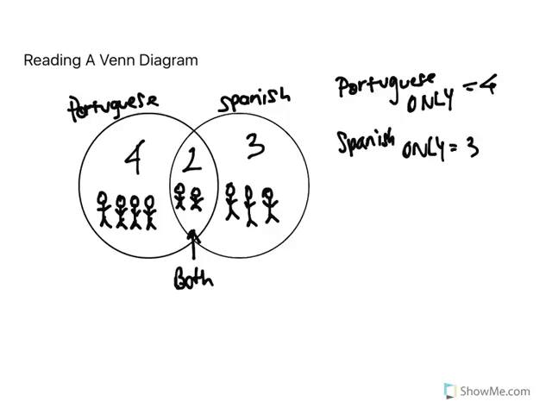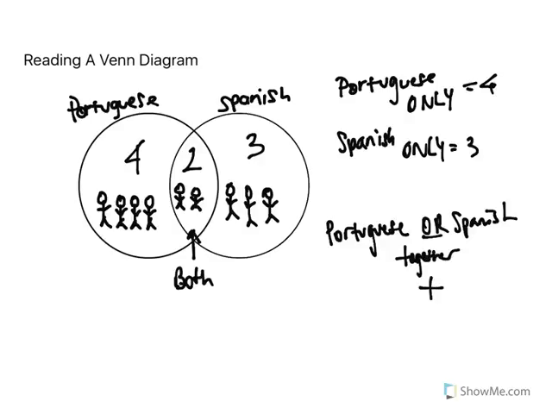So if we are trying to find the people that speak Portuguese or Spanish, or means together, and we're going to add. Why? Because these are the people that speak Portuguese, these are the people that speak Spanish, and these are the people that speak both. Notice how the people that speak both are counted in both categories. Therefore, everyone is together and we need to add them.